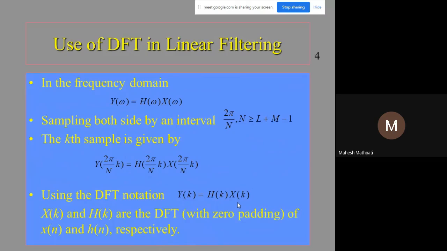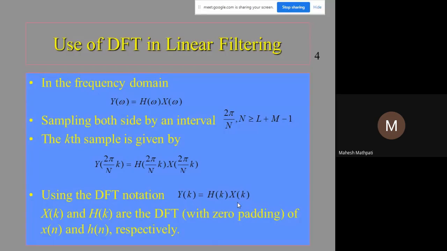Then next, we just write now in the frequency domain. You just write in the frequency domain, Y of omega equals H of omega into X of omega. Then the next point: sampling both sides by an interval 2 pi by N.